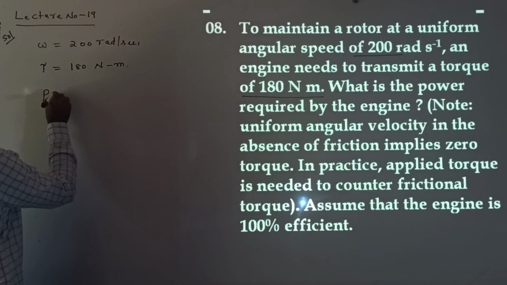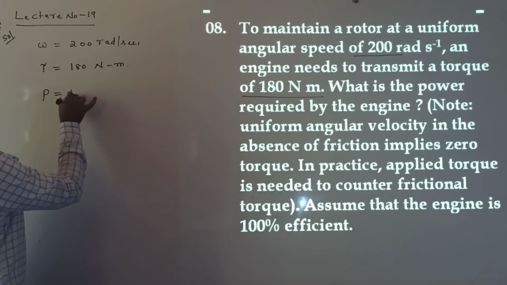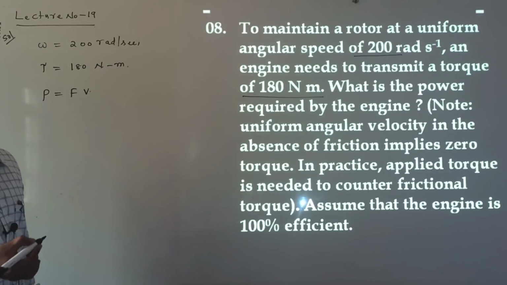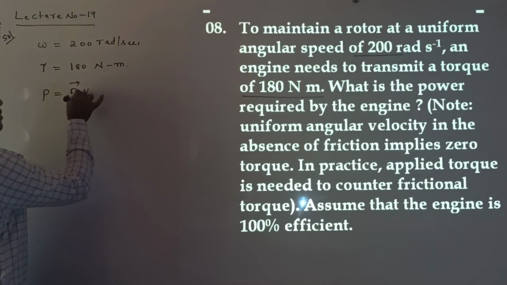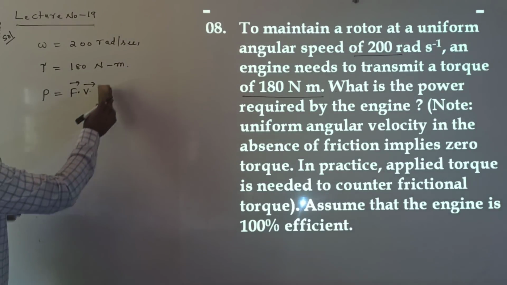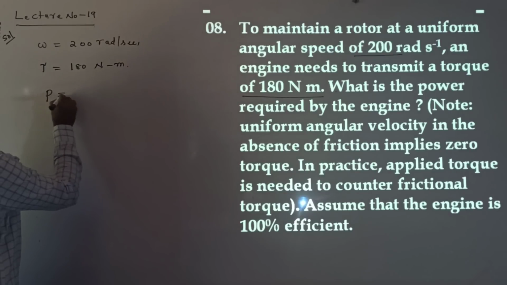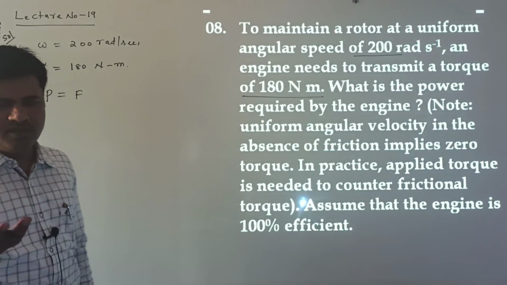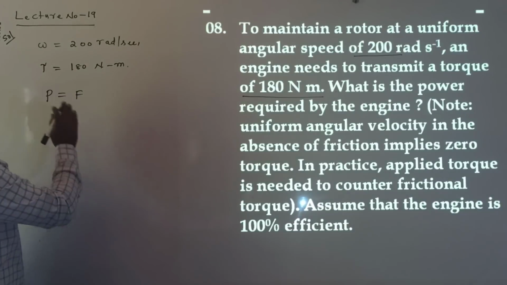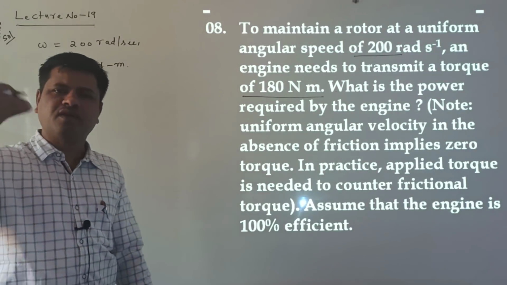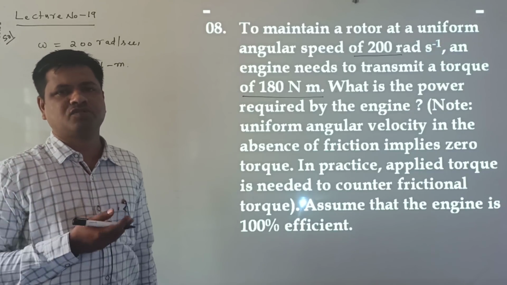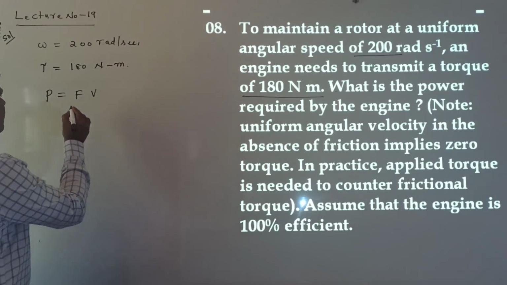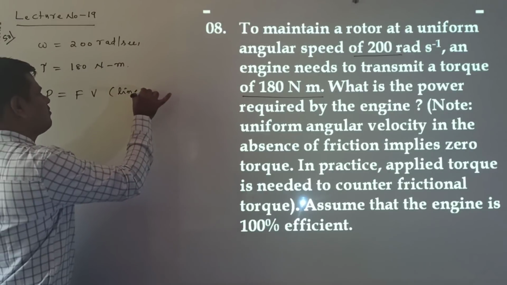Power is asked. In linear motion, power can be written as force into velocity in magnitude form, or in vector form F bar dot V bar. Here omega and tau are given in magnitude only, so we can use the magnitude form. First I am writing it in linear motion; knowing linear motion, you can easily write it for rotational motion. Power is equal to force into velocity. This is in which motion? Linear motion.